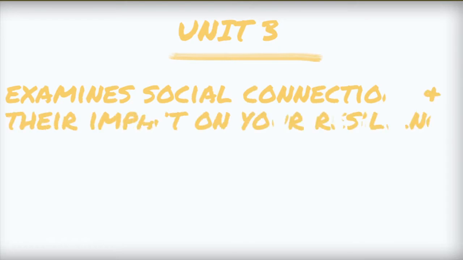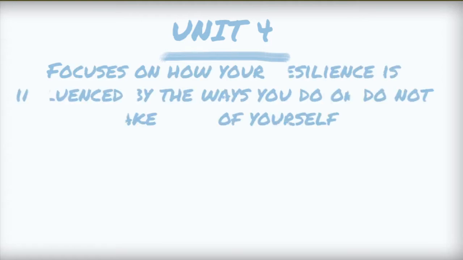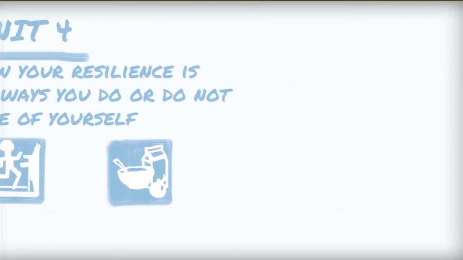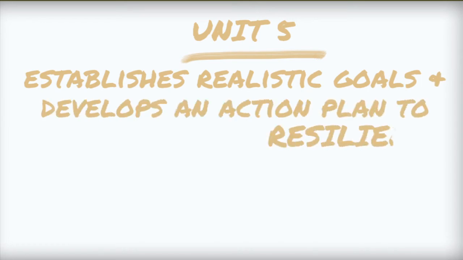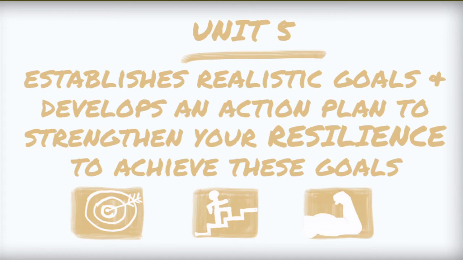The third unit examines your social connections and their impact on your resilience. Unit 4 focuses on how your resilience is influenced by the ways you do or do not take care of yourself. In the 5th and final unit, you'll establish realistic goals, both academic and personal, and develop an action plan to strengthen your resilience to achieve these goals.